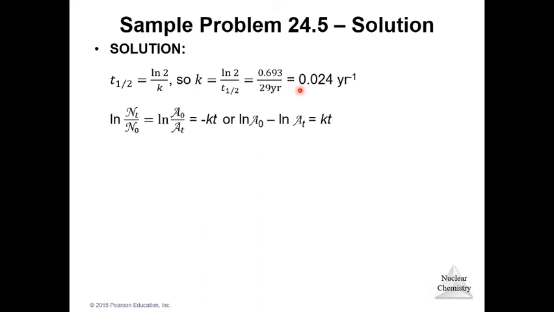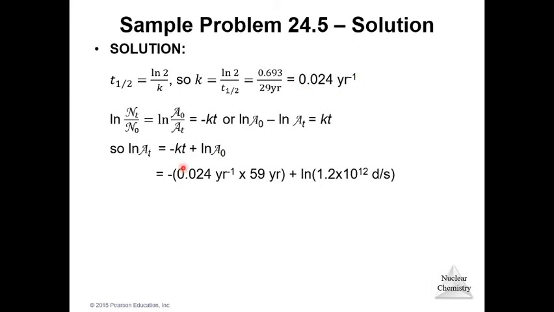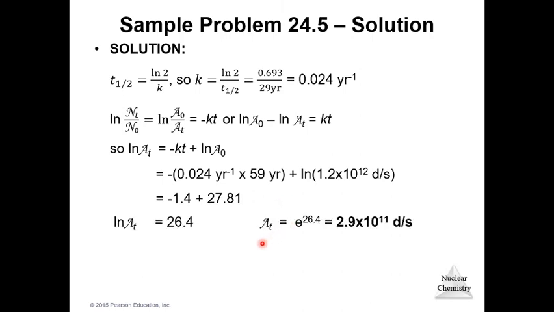Now here's our integrated rate equation. So we're going to plug in our numbers. Here's our k we just figured out. Here's our time that has passed that was given in the problem. Here's our initial disintegrations per second given to us in the problem. So we just do the math, and here we are. The natural log of our sample at time t is 26.4. Do the inverse log of both sides. So your activity at time t is 2.9 times 10 to the 11 disintegrations per second.